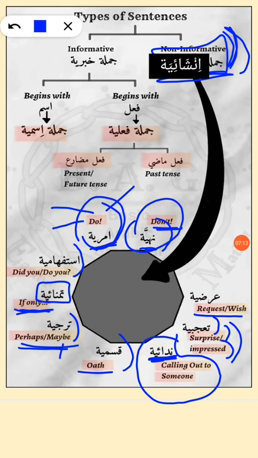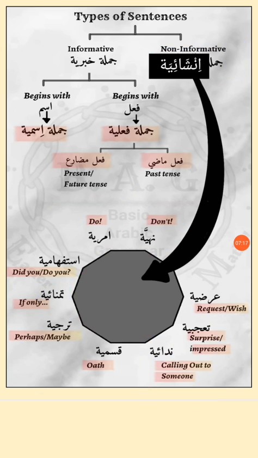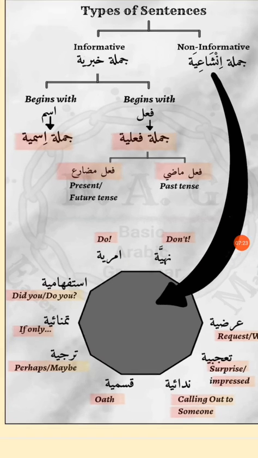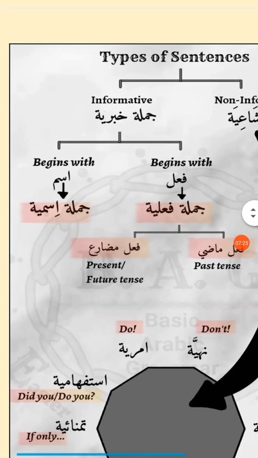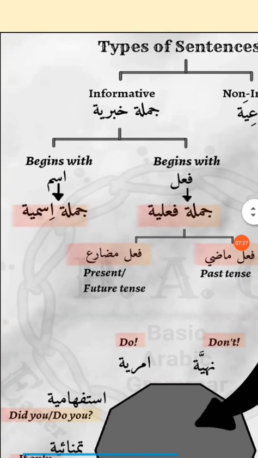Okay, done with jumla inshaya. Now come to jumla khabriya. Okay, what is this? Or just zoom it like this. Yeah, this is better. Okay, jumla khabriya is further divided into two types, jumla ismiya and jumla fi'liya.